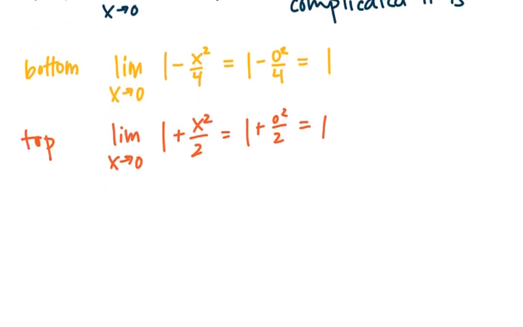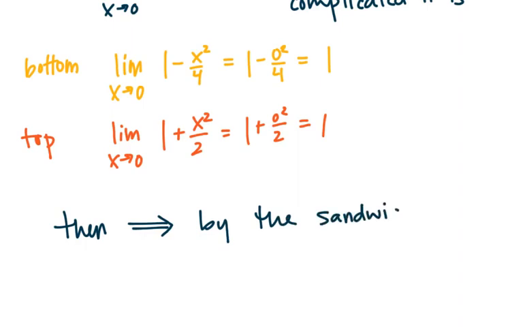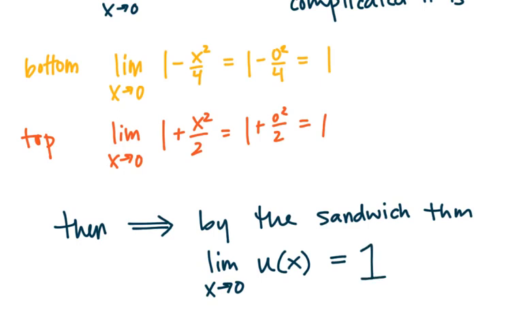The way I would write my answer here is, and in math this double barred arrow is a symbol for then. So then, by the sandwich theorem, we would just state which theorem. By the sandwich theorem, we would know the limit as x approaches 0 of the function u of x, the function sandwiched in the middle, must also equal 1.